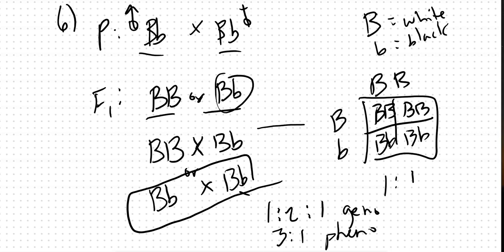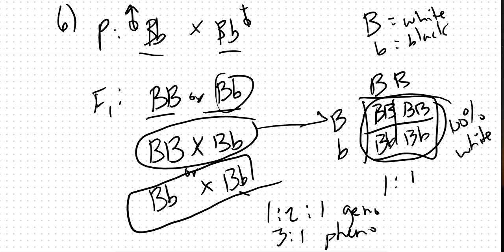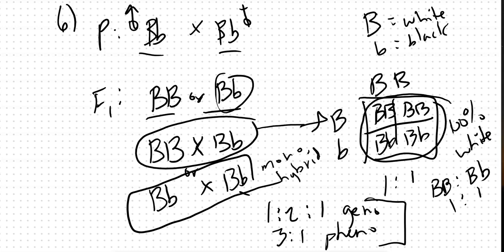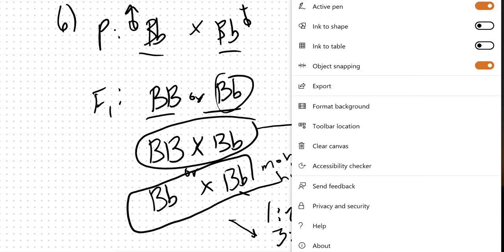So this one would be, all of these would be white. So 100% white. And then we'd have a 1:1 ratio for this cross here, which is this one. For big B to big B, little B, 1:1. This one, I don't have to do the cross because I already know this is a monohybrid. And that's always going to give me this genotypic ratio and this phenotypic ratio. So, easy enough. On to the next.